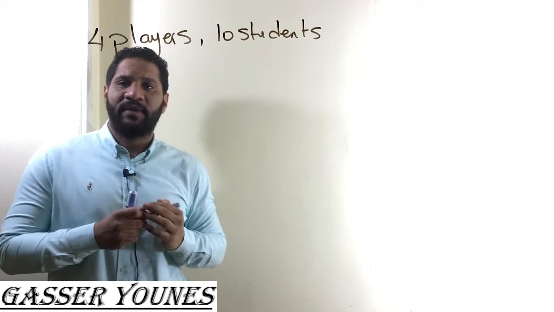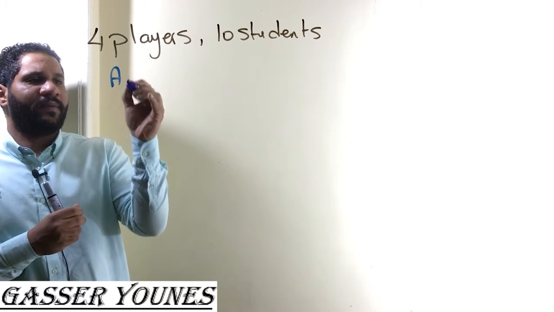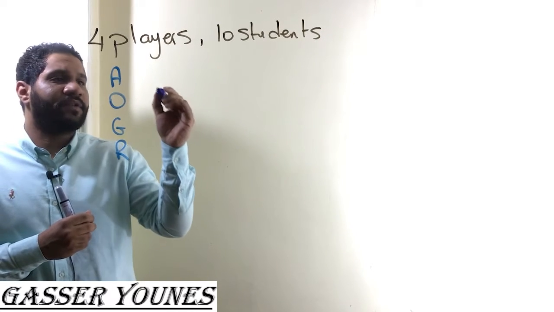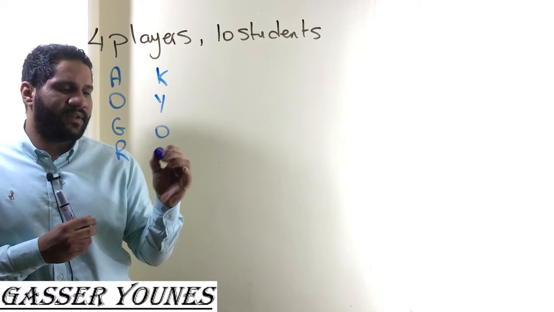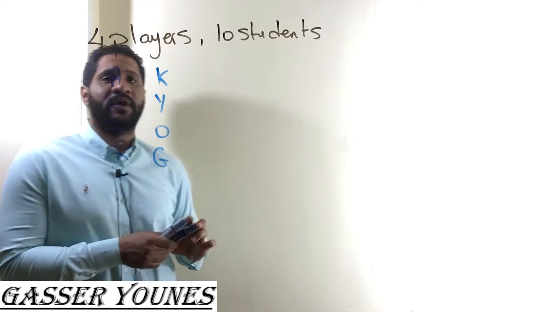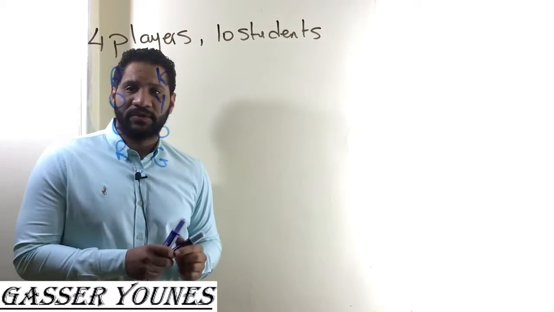So I can make a team consist of 4 different names, like for example, Abdulrahman, Omar, Gasser, and Rida. Or I can make another team consist of Khalid, Yusuf, Omar, Gasser, and so on. So the counting principle is dealing with how many teams I can form from 4 players and from 10 students.